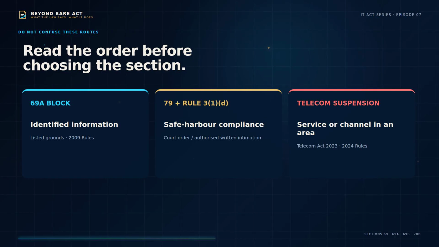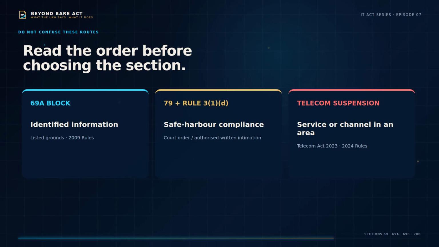Third, an internet shutdown. That suspends the telecommunications service or channel in an area. It does not merely block one item of online information. The current route is Section 20 of the Telecommunications Act 2023, read with the Telecommunications (Temporary Suspension of Services) Rules 2024. Anuradha Bhasin was decided under the earlier Telegraph Act and 2017 rules. Its constitutional holdings remain important.